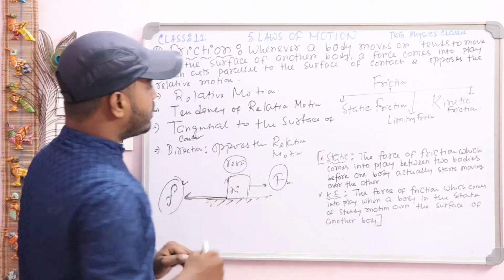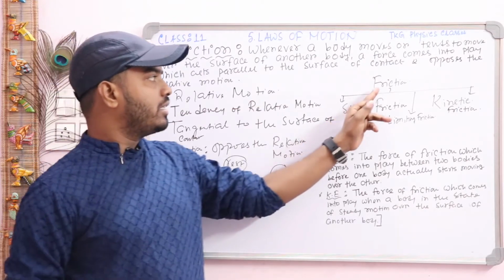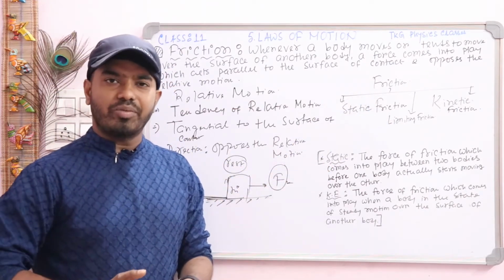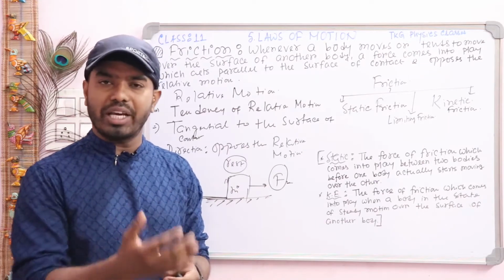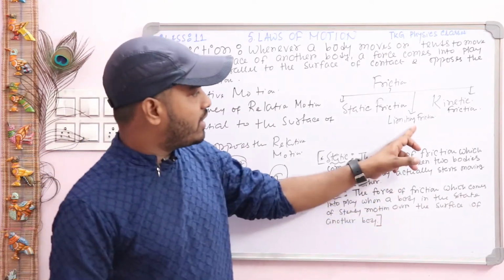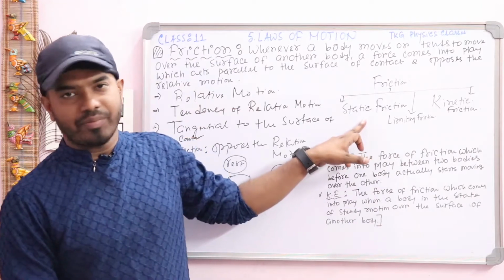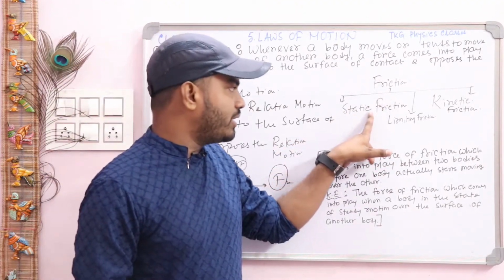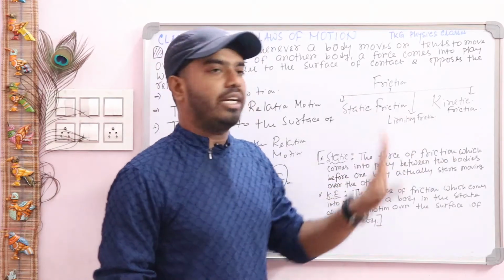Okay, now come to the point, that is the types of frictional force. There are mainly 3 types of frictional force. You can say also 2 types. This limiting friction is a part of static friction. So there are three types of frictional force, that is static friction, limiting friction and kinetic friction.